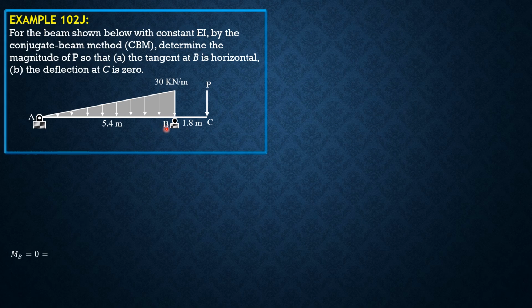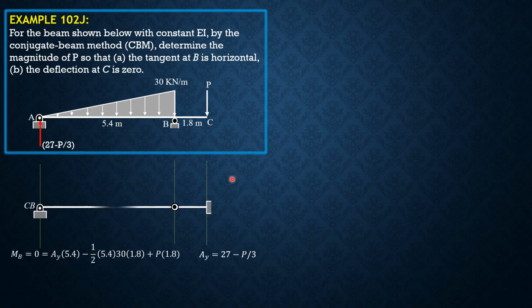Summation of moment at B is 0, so we have AY times 5.4 plus B times 1.8, then minus 1/2 of 5.4 times 30 times 1/3 of 5.4, which is 1.8. Solving for AY is equal to 27 minus P over 3, and let's transmit it as shown in the figure. AX is of course 0. So let's prepare the conjugate beam. The pin remains pin. This interior roller becomes interior hinge, and this free end C will become fixed as shown.